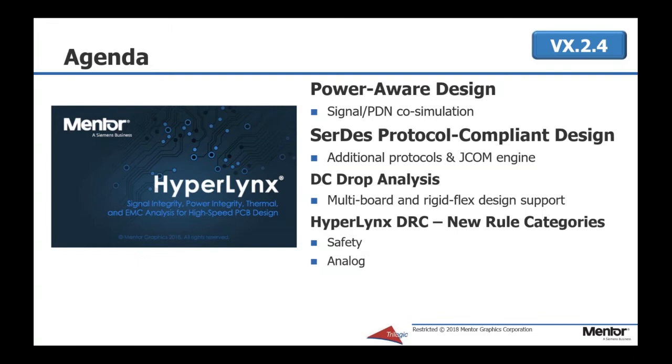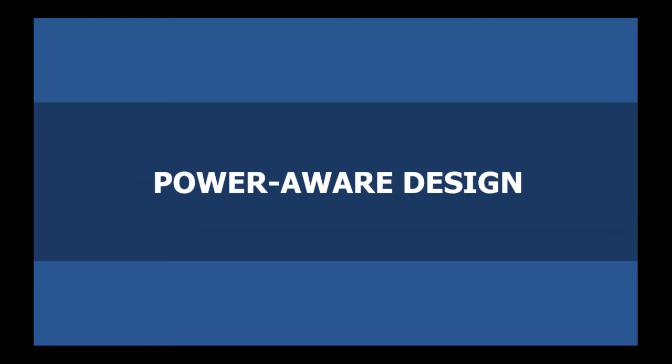Following that, we will then talk about multi-board support and DC drop analysis, and finish with new design rules that have been added to HyperLynx DRC, emphasizing the new 3D or multi-layer creepage rule. This rule uses the new 3D creepage algorithm that engineering spent a significant time developing. New in HyperLynx DRC VX.2.4 are not only these DRCs, but also two new out-of-the-box rule group folders, one for analog and one for safety. Let's start with power-aware design.